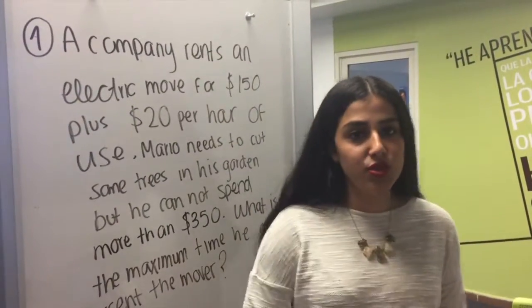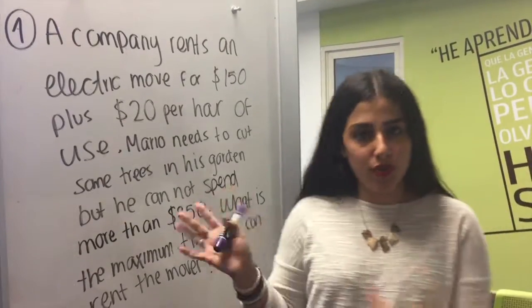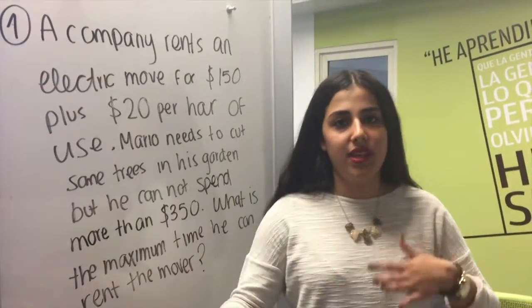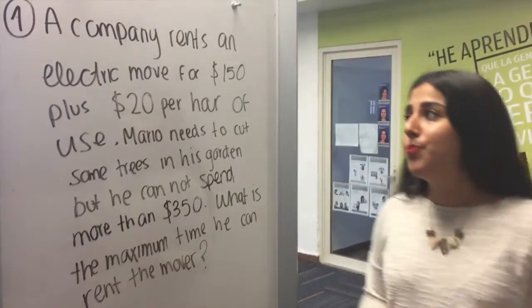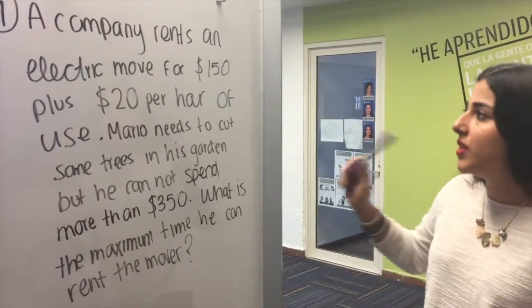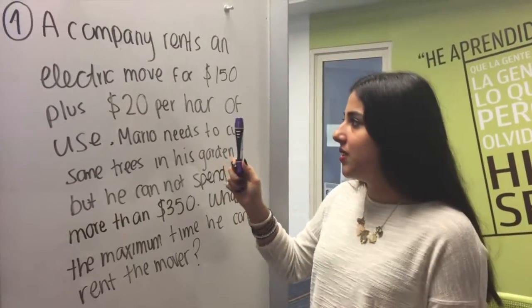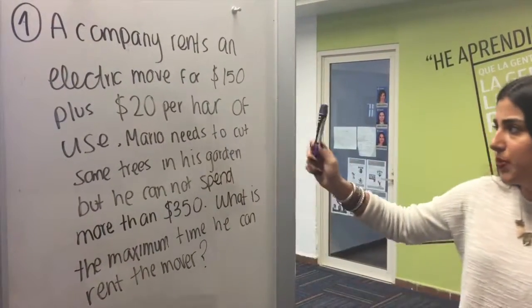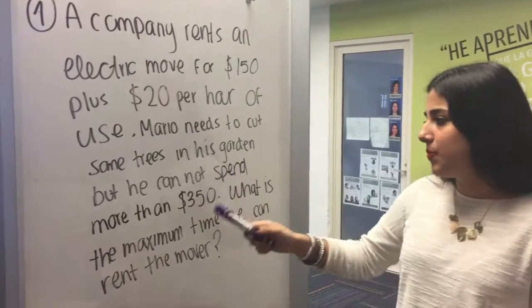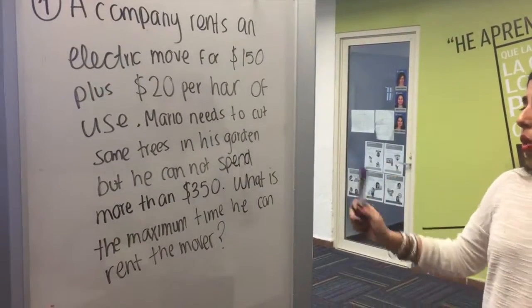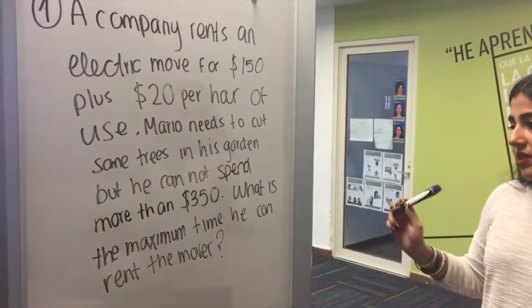Well, to begin this tutoring session, we will try to explain an easy problem of inequalities to get the basis ready and the basic concepts out of the way. The problem is: a company rents an electric mower for $150 plus $20 per hour of use. Mario needs to cut some trees in his garden, but he cannot spend more than $350. What is the maximum time he can rent the mower?